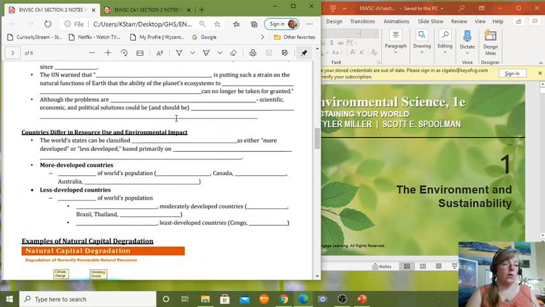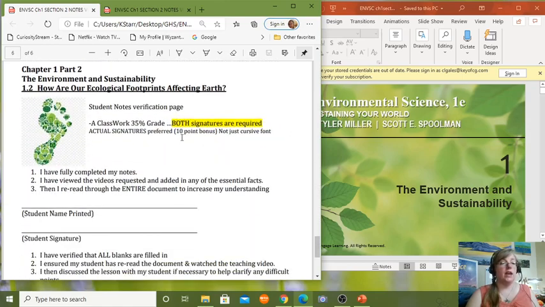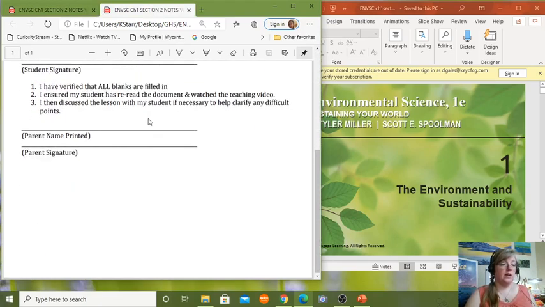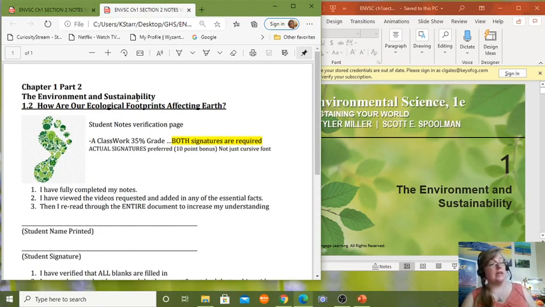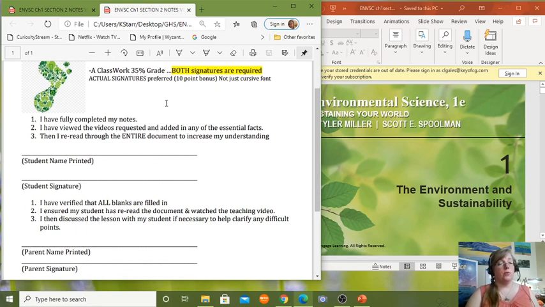And just like before, at the end of your notes, you will see a student verification page. And what I did is I made an extra copy that is just the verification page with nothing else on it. So it's just that single page because that's all I need turned in. So let's pay attention to what I'm looking for. Your notes are going to be a 35% classwork grade. And I'm going to need signatures to prove that they are done.